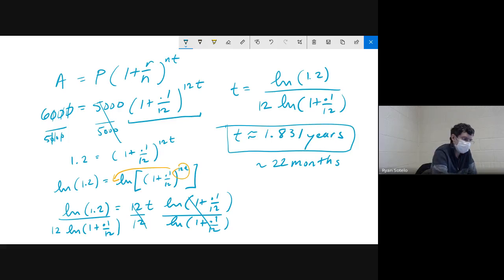I'll make little notes maybe. Get power alone. That was the start. Use natural log to bring exponent down. And then isolate variable. That's how you solve for it.